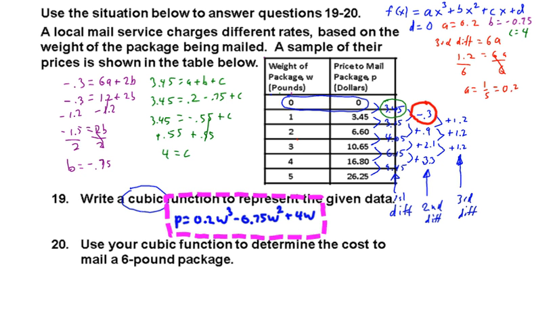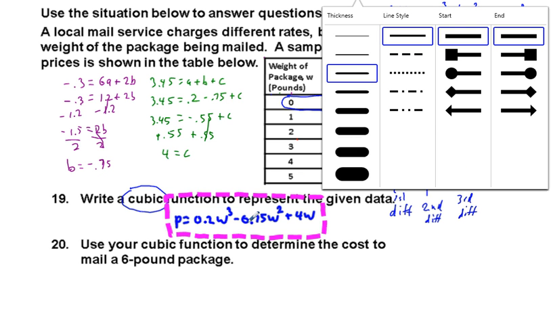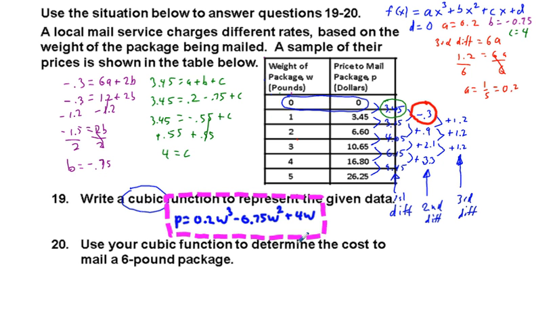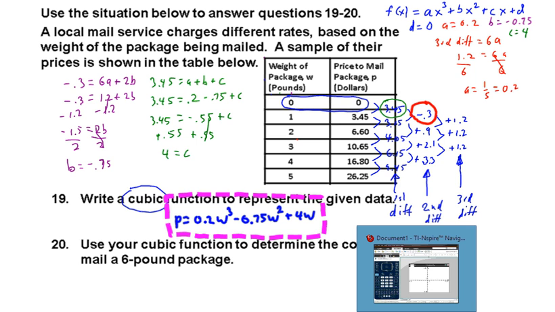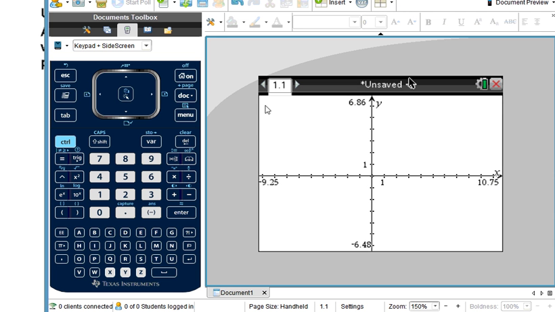Now I'm going to go do problem 20. For this, I think I'm going to go to the calculator. It says use your cubic function to determine the cost to mail a 6-pound package. So we have our input values are pounds. So I guess if we wanted to, we could do the third difference and second difference and first difference. That would be pretty easy to extrapolate. What I'm going to do is just go right from here to our calculator and just put in 6 to this equation. That's kind of taking an easy way out, but that's what I want to do today.